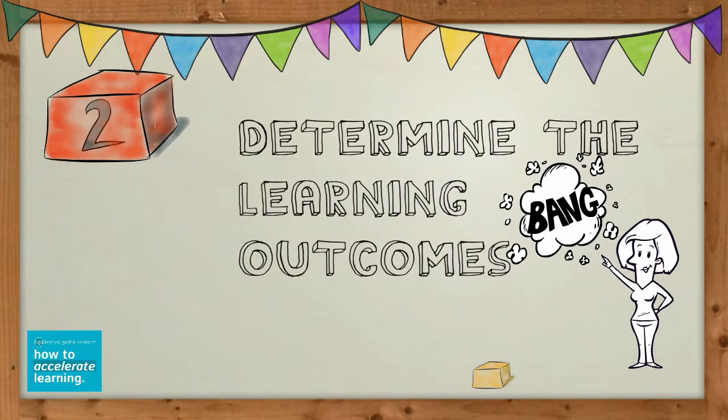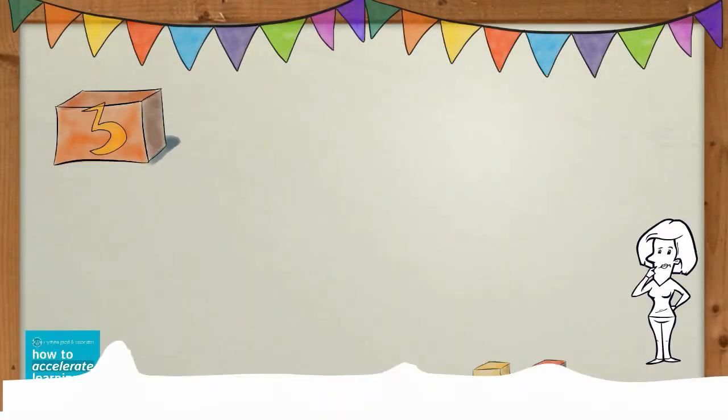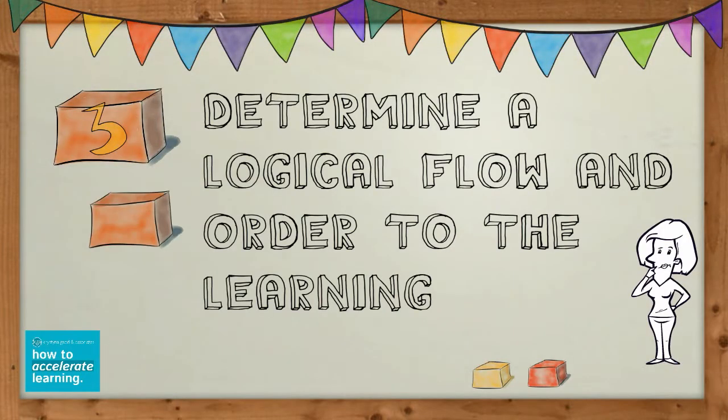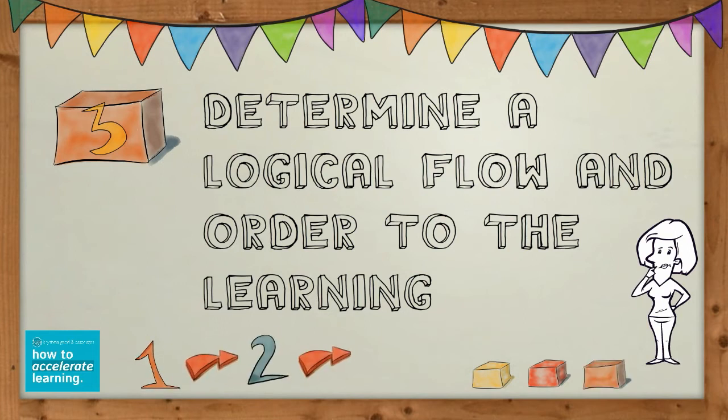Using Bloom's taxonomy, you should then agree the learning outcomes. The questions you need to ask yourself are: is the learning knowledge, skills or attitudes? What do they need to know before they can develop their skills? And at which level of Bloom's taxonomy do they need to be at by the end? Use a mind map to gather all your ideas and then create a logical flow.